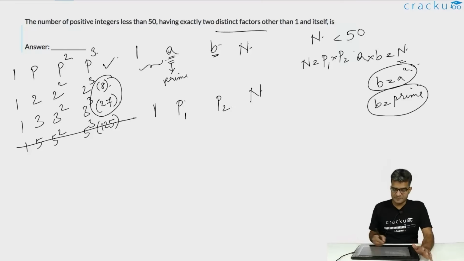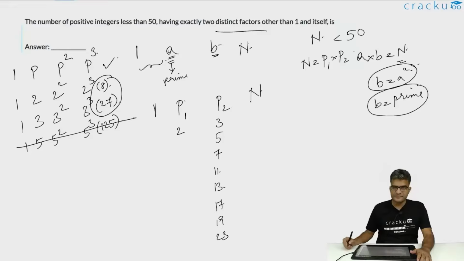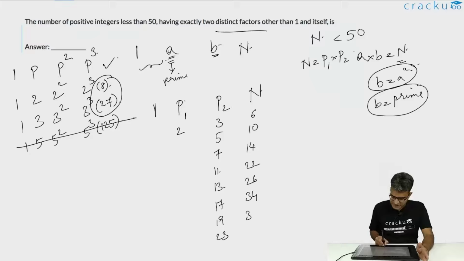We will first assume that p1 is equal to 2. Then p2 will be either 3 or 5 or 7 or 11 or 13 or 17 or 19 or 23. In this case, the value of n will be 6, 10, 14, 22, 26, 34, 38 and 46. How many are there? 1, 2, 3, 4, 5, 6, 7, 8. So you have 8 cases over here.